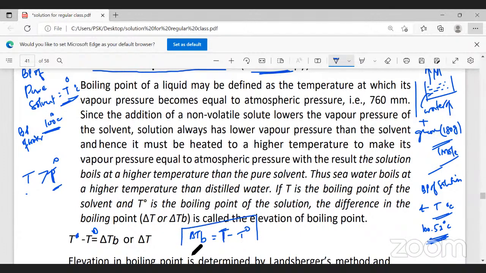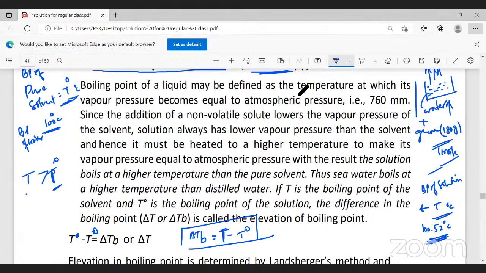What is the definition now? For elevation in boiling point, how do you define it? Elevation in boiling point is defined as the difference in boiling point of a solution to that of its pure solvent. Did you understand the definition? Elevation in boiling point is defined as the difference in boiling point of a solution to that of a pure solvent. We will understand this now.